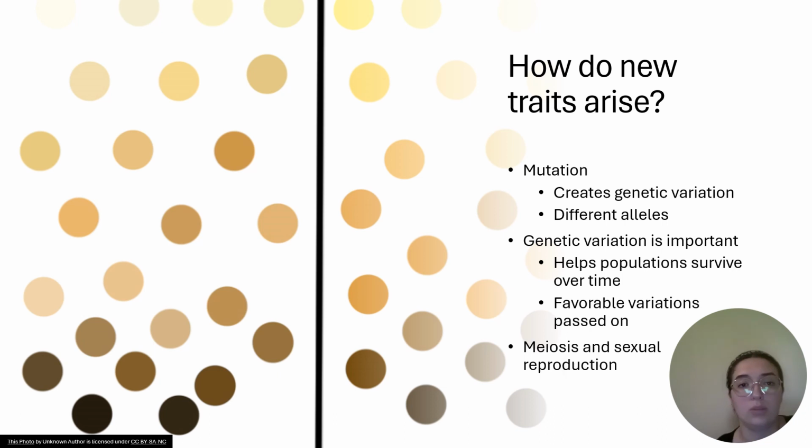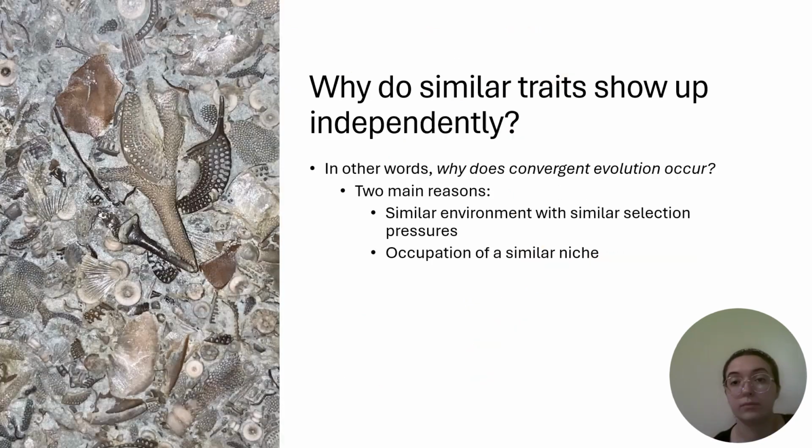I'd also like to mention meiosis and sexual reproduction here, because once new alleles arise from mutation, the processes of meiosis and sexual reproduction combine different alleles in new ways, increasing genetic variation.